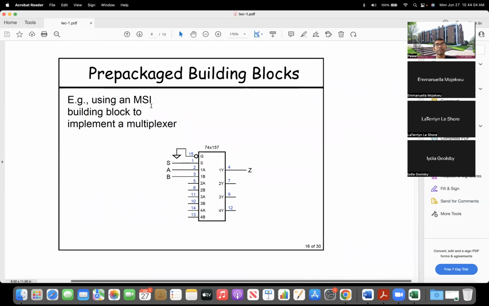This is an example. So there is something called MSIs. MSIs are building blocks. So where do you use these gates?